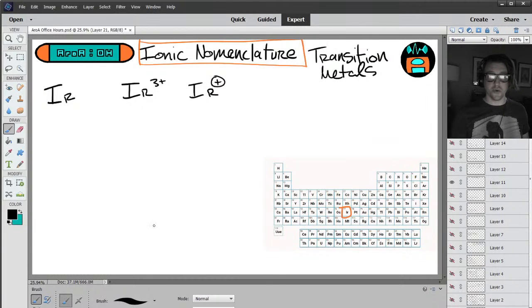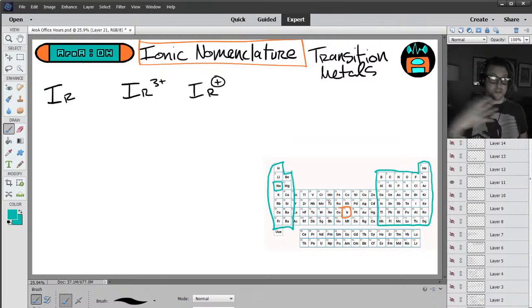As opposed to, like, sodium. Sodium is always +1 no matter what because it is a main group metal, right? When we're talking about main group elements, the octet rule's in play. All right, but the transition metals, it's like the Wild West. There's no telling what it is.